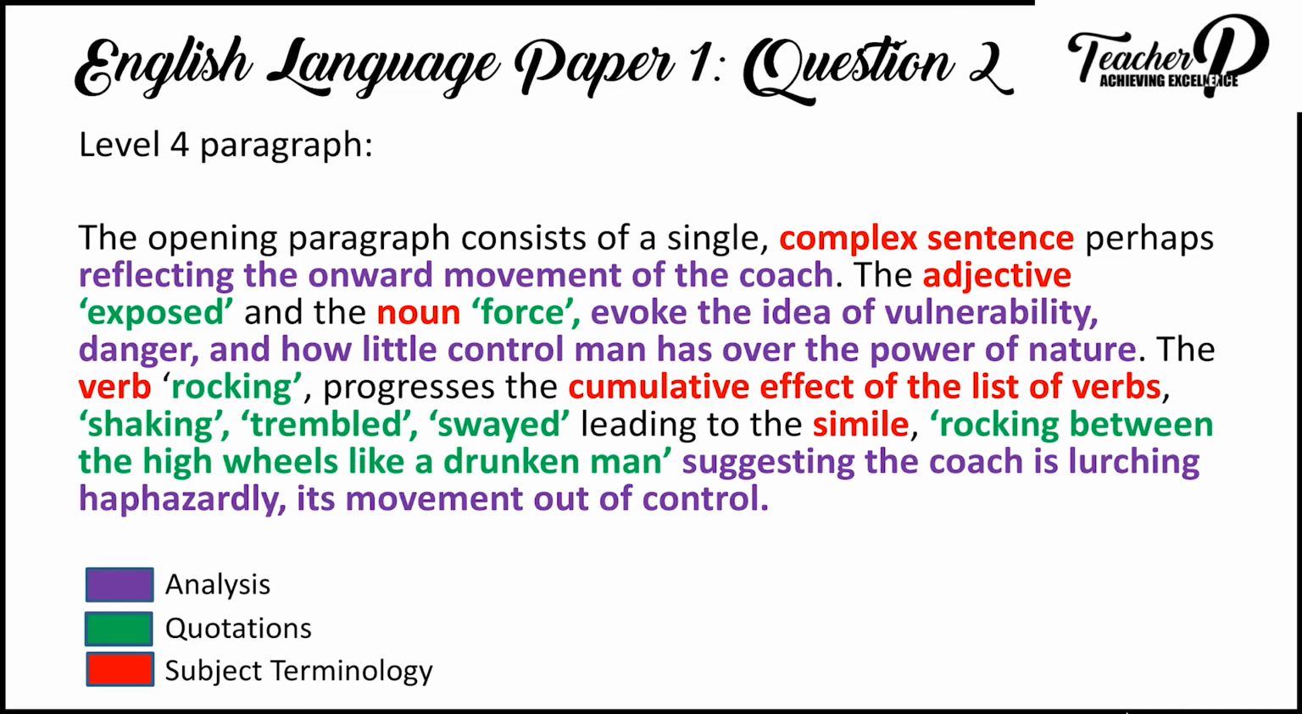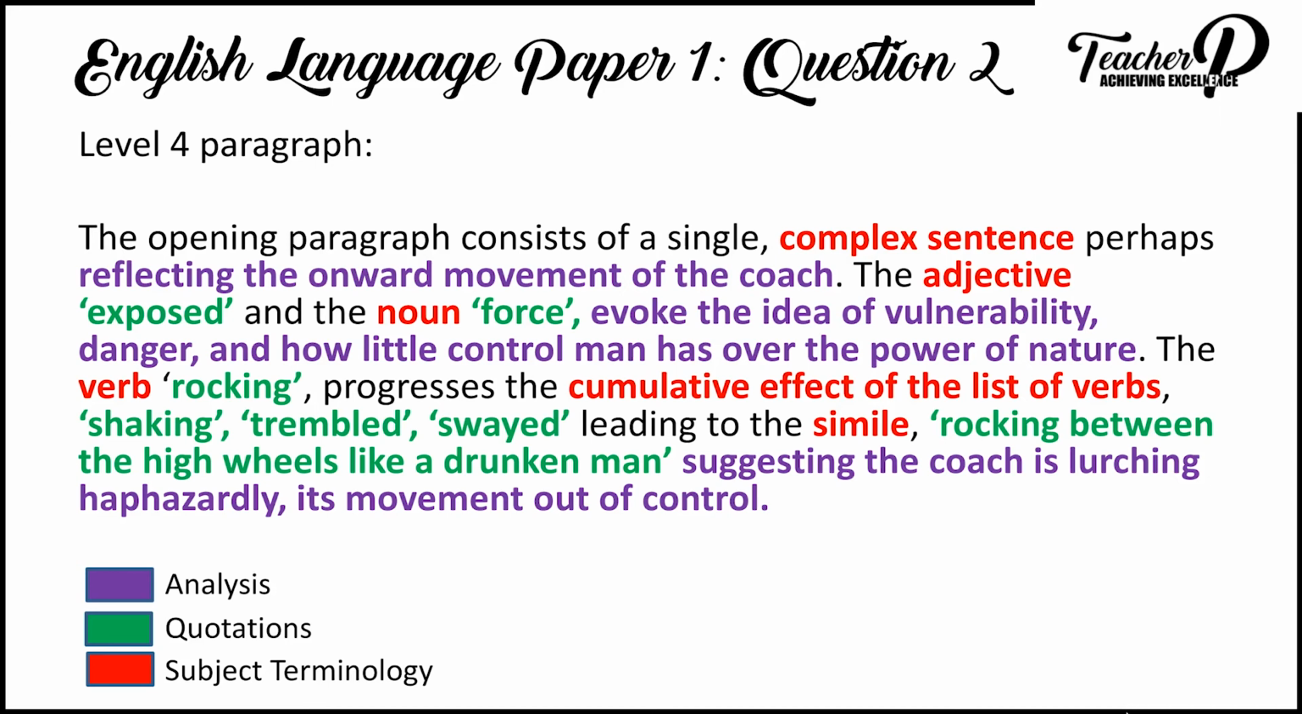The opening paragraph consists of a single complex sentence, perhaps reflecting the onward movement of the coach. Right from the start, this answer has named the technique, so the complex sentence, and explains why the writer has used the complex sentence, so the effect. They have said it's because it reflects the onward movement of the coach. Now you can see there it reflects the onward movement of the coach is contextualised within the source.